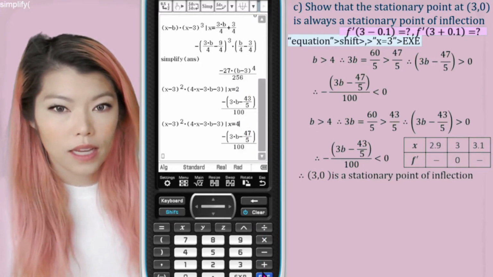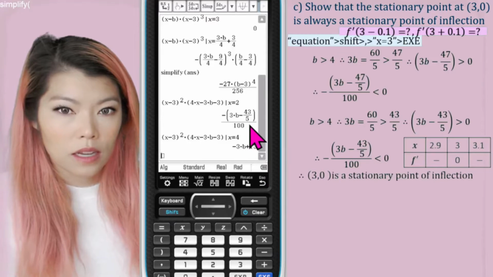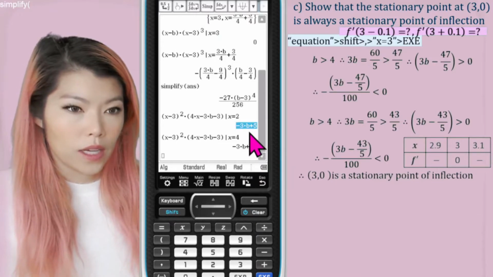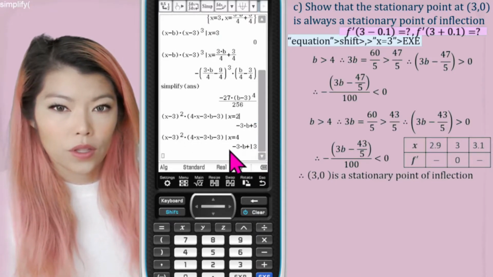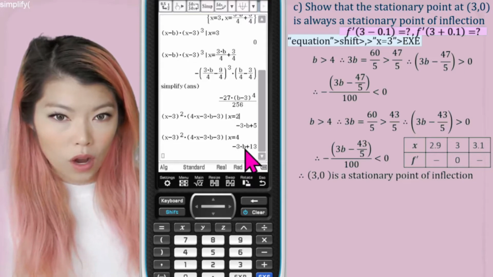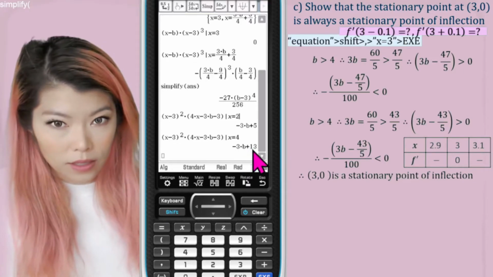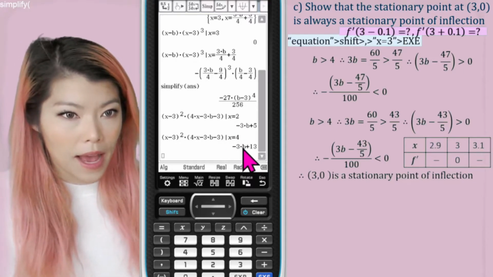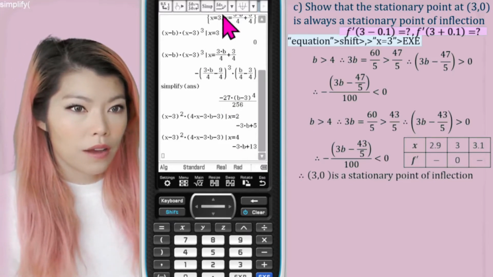And when you hit enter, you'll see that it is not always negative on both sides. Because when we put 4 into the minus 3b, we get minus 12. Minus 12 plus 13 is actually positive. So why does this happen? Let's have a look at the graph.